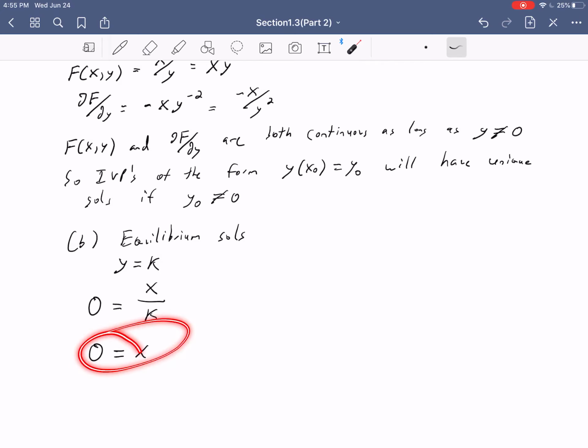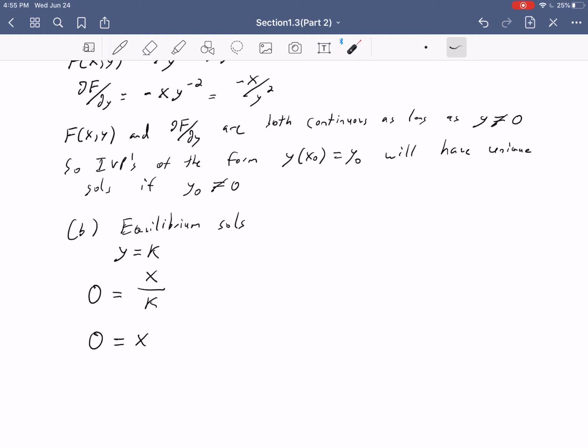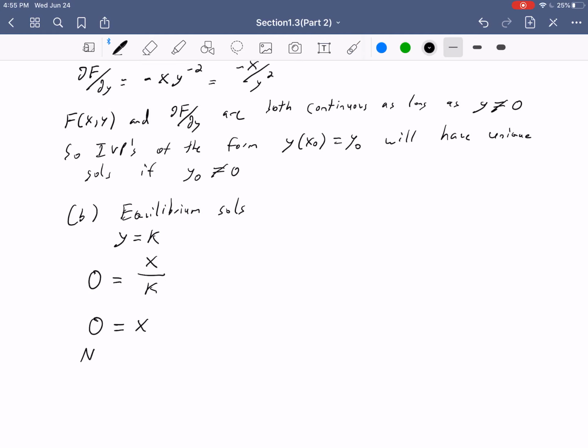What does this mean? Does that mean that 0 is an equilibrium solution? No, because this is saying that x needs to be 0. But equilibrium solutions are supposed to be y equals k. So we would need to come up with k values that solve this. So no values of k solve this. So no equilibrium solutions.